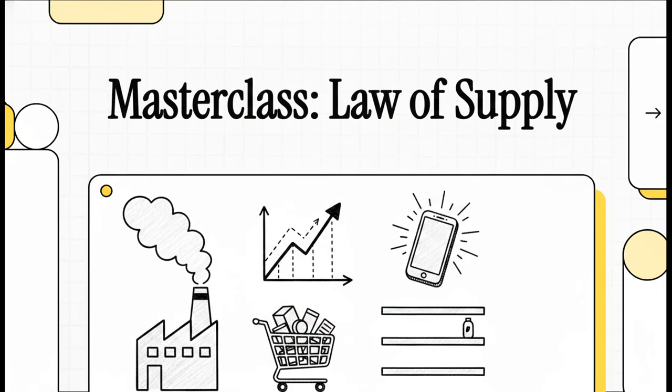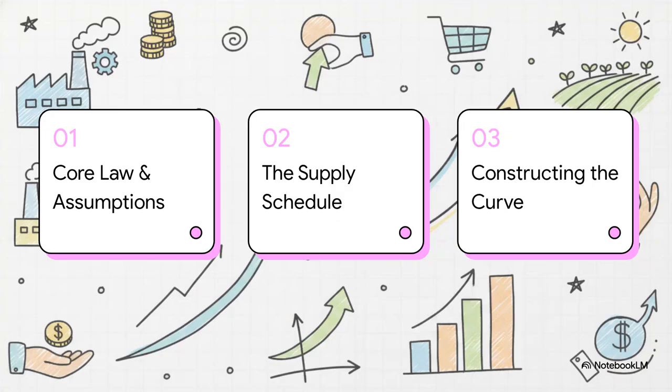All right, let's dive right into this explainer and unpack the absolute foundational engine of microeconomics, the law of supply. If you ever want to understand why producers make the decisions they do, or say why store shelves are suddenly empty, or why a trendy new gadget just floods the market, you absolutely have to master this one specific law. So we're going to break this down into 3 parts today. 1, the core law and its assumptions. 2, analyzing the supply schedule. And 3, constructing the supply curve.